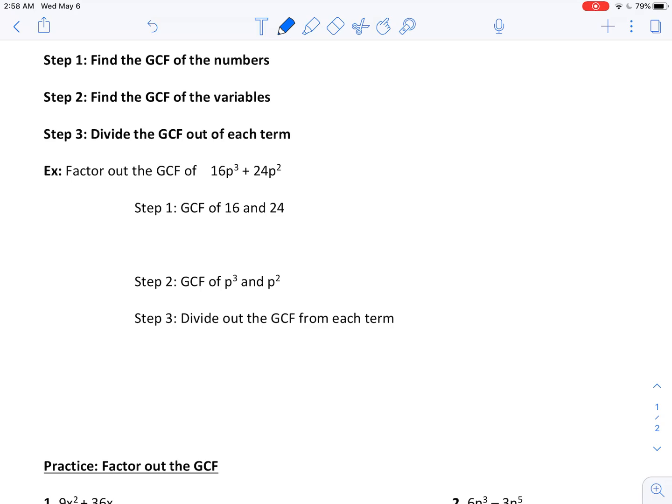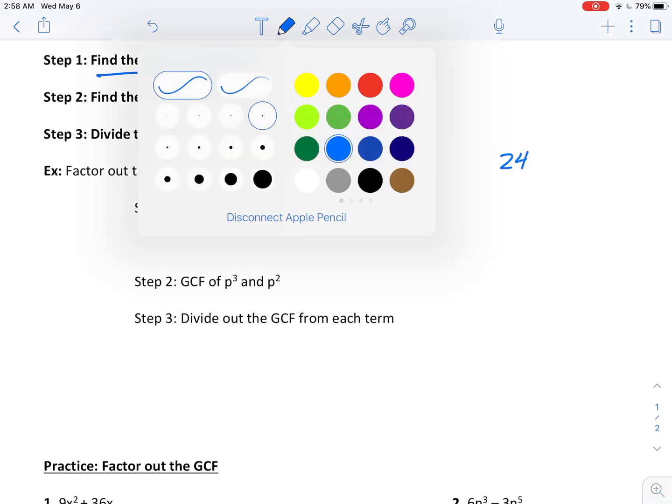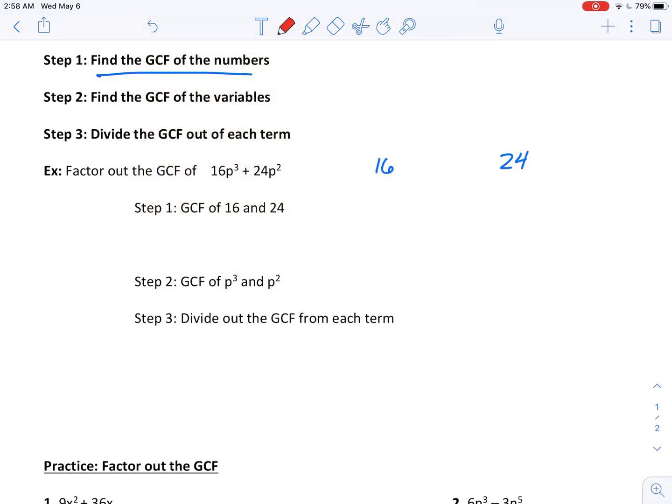So the first step, we've got to find that greatest common factor. What we did yesterday is we said, what are the prime factors of each of these numbers? What can I break these into? Well, 16 I know is 8 and 2. 8 is 4 and 2. 4 is 2 and 2.